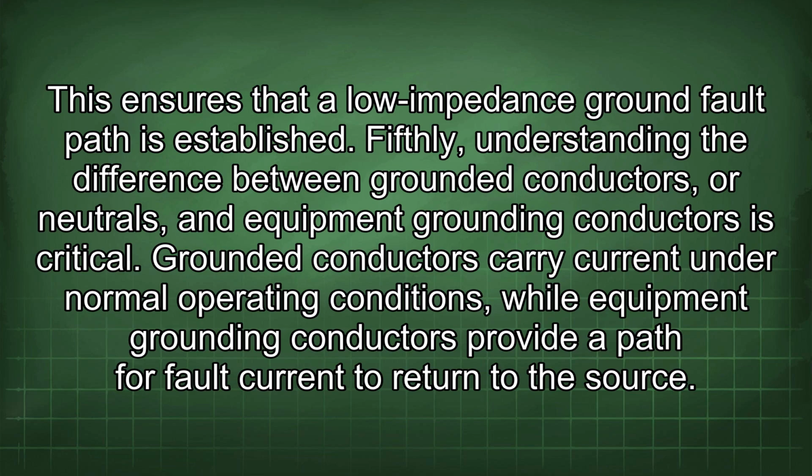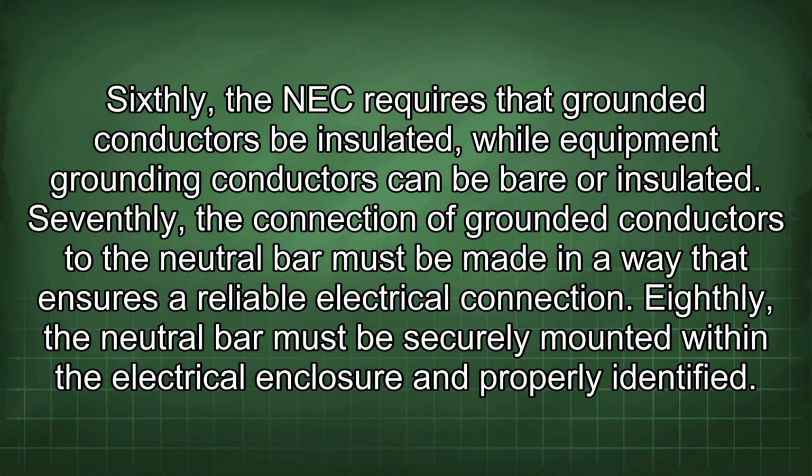Fifthly, understanding the difference between grounded conductors, or neutrals, and equipment grounding conductors is critical. Grounded conductors carry current under normal operating conditions, while equipment grounding conductors provide a path for fault current to return to the source. Sixthly, the NEC requires that grounded conductors be insulated, while equipment grounding conductors can be bare or insulated. Seventhly, the connection of grounded conductors to the neutral bar must be made in a way that ensures a reliable electrical connection. Eighthly, the neutral bar must be securely mounted within the electrical enclosure and properly identified.